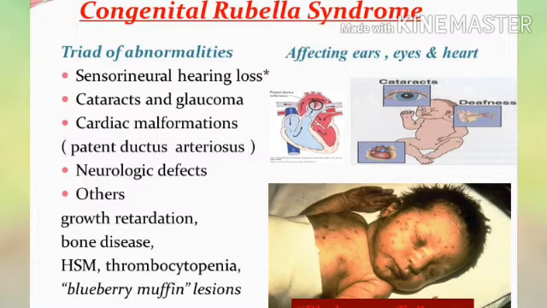The triad of congenital rubella syndrome consists of sensorineural hearing loss, cataract, and congenital cardiac malformation, mainly PDA, patent ductus arteriosus. It is also associated with neurological defects, growth retardation, thrombocytopenia, and blueberry muffin lesions. So it is very important to diagnose this condition in pregnancy. Early diagnosis will save the life of both mother and the fetus.